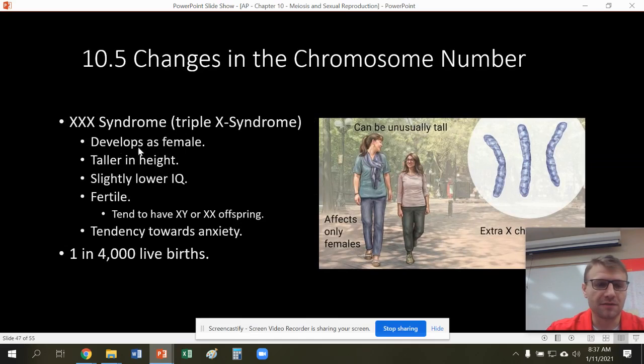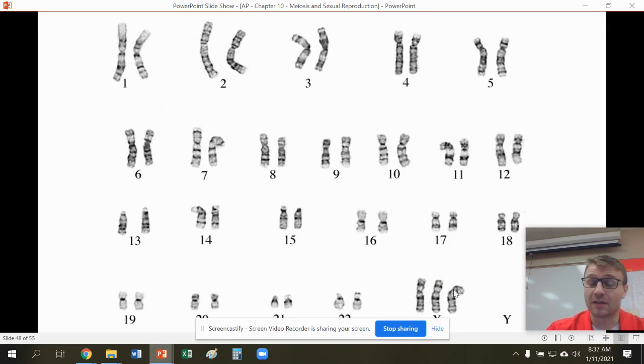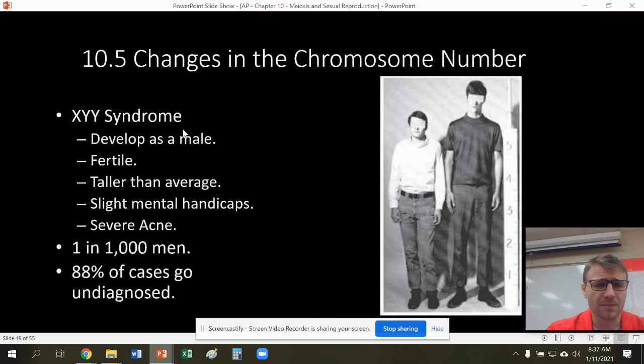XXX syndrome develops as a female, taller in height, slightly lower IQ, fertile, tend to have average XX or XY and XX offspring. You can see 1 in 4,000 live births. This is one I'm pretty sure, if I remember correctly, that goes undiagnosed. You can see that triple X. I've heard of 4X. I've also heard of penta X, which is the 5X chromosome disorder.